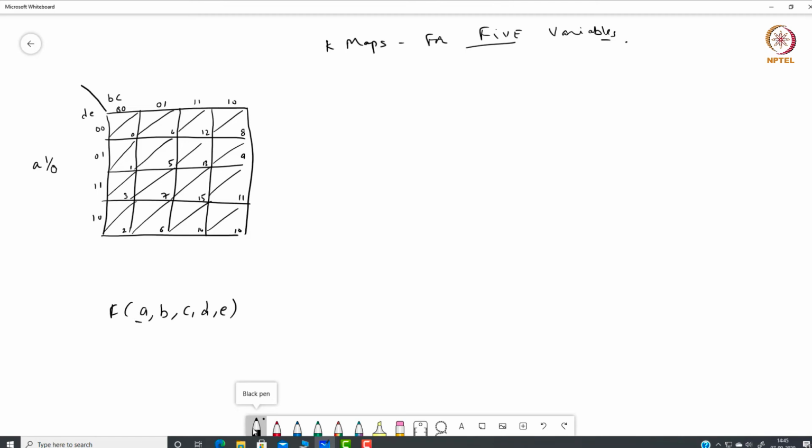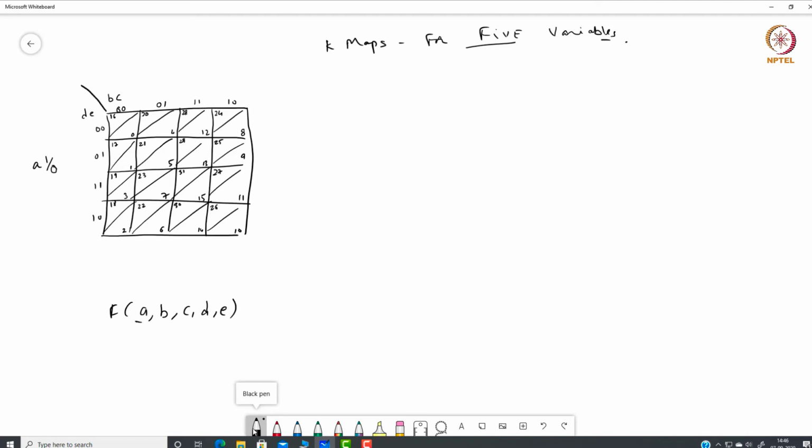So the upper triangle would be for 16, 17, 19, 18, 20, 21, 23, 22, 24, 25, 27, 26, 28, 29, 31 and 30. So this is how we can divide all these cells, and the same 4 variable K-map would be used to design a K-map for 5 variables.